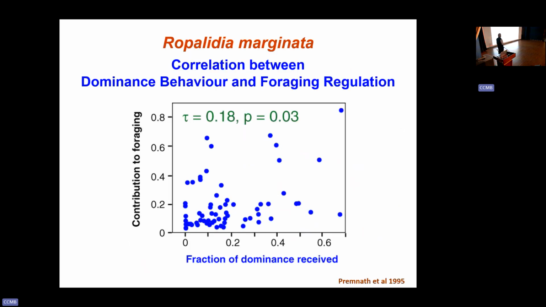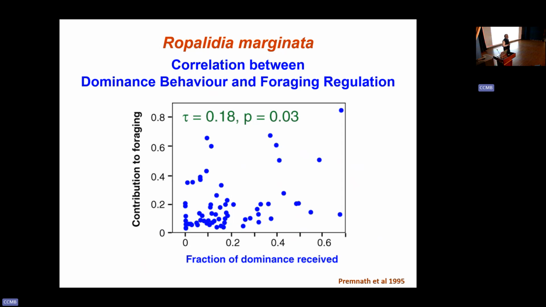And I found that there is an interesting correlation, a very weak but statistically significant positive correlation between the fraction of dominance, of all the aggressive acts that are going on, what fraction come to me? How many times have I been beaten compared to all the beatings that happen? That fraction is positively correlated with how much food I bring. The fraction of aggression I receive is correlated with the fraction of my contribution to work. It's weak, but it is positive, it is statistically significant.